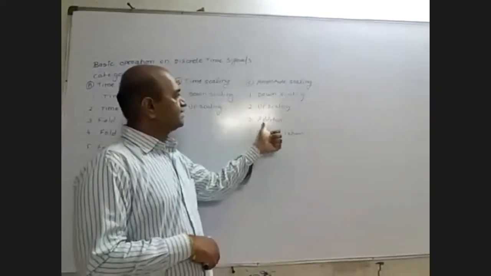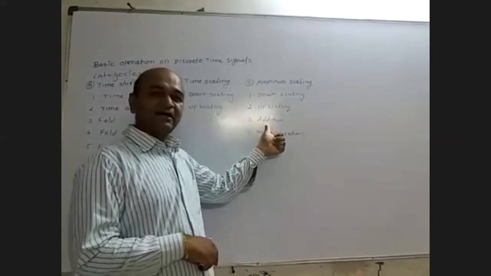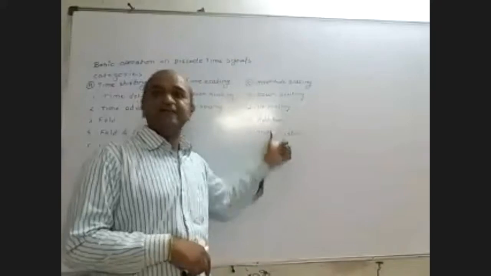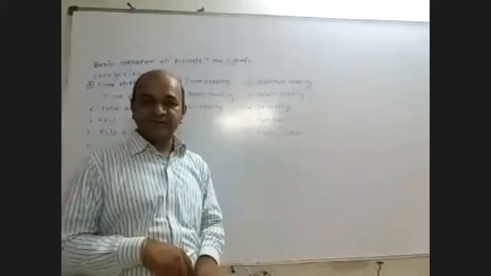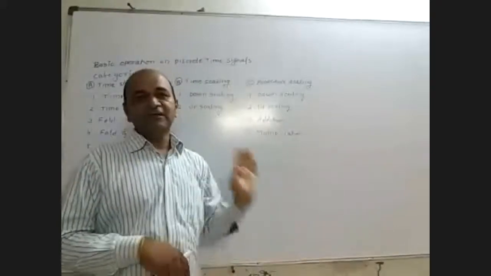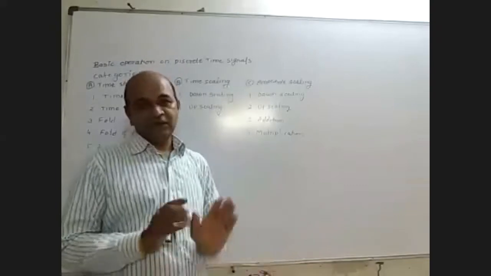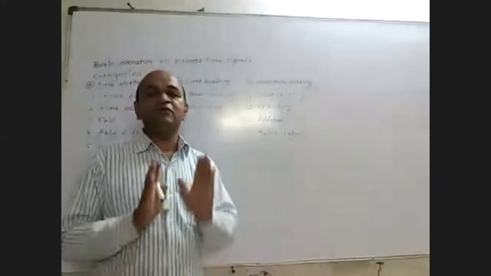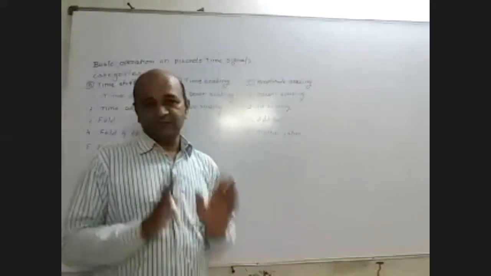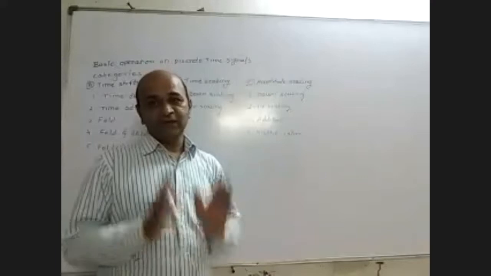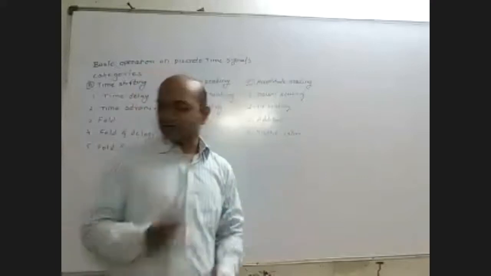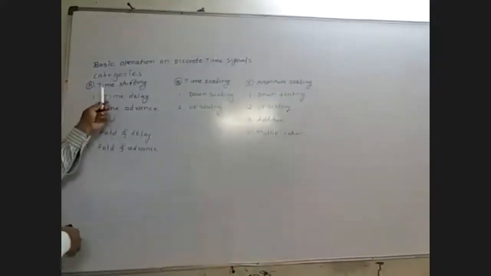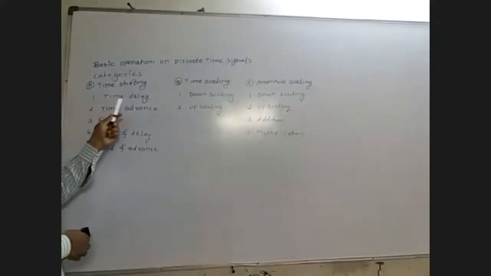Similarly, along with this, we will carry out signal addition and signal multiplication. Discrete time signal addition as well as multiplication you can carry out with the help of this method. This is about the different categories of operations we can perform over the discrete time signal. Now we go one by one. To understand these basic operations, first I clear the board. Here, first we understand what the delay operation is.